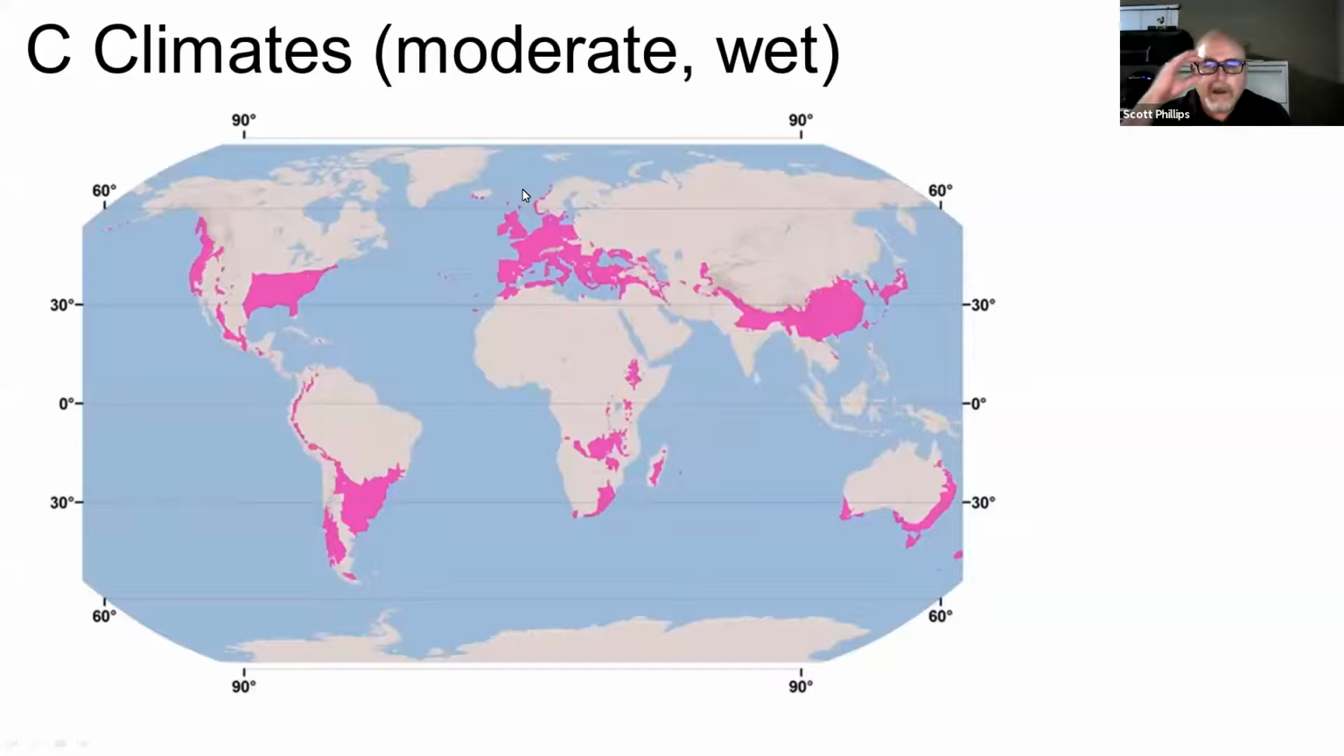These are moderate and wet climates. Climates that get a decent amount of rainfall, but they don't get too cold.